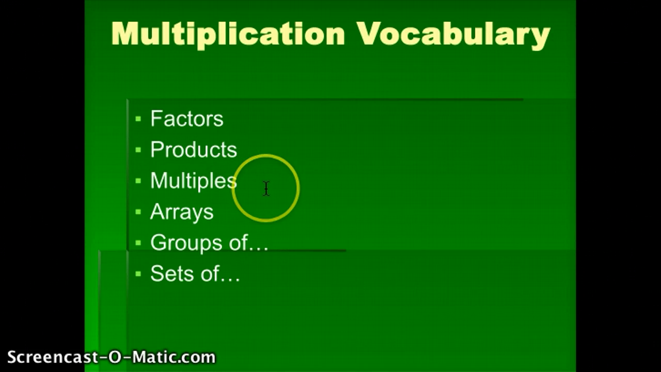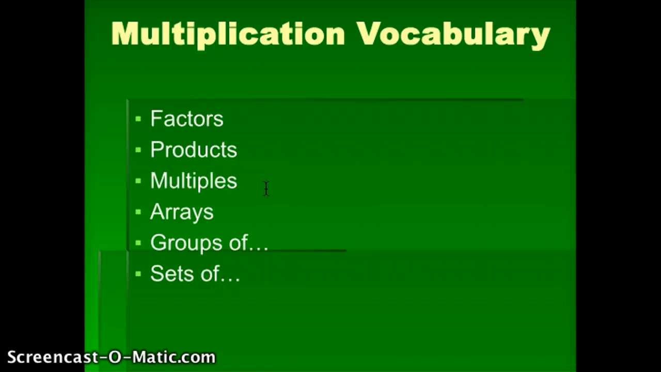Multiples, that's sort of like skip counting. The multiples of a number is what we would chant if we were going to skip count. For instance, the multiples of 3 are 3, 6, 9, 12, 15, 18, 21, 24. So it's just like we're doing skip counting. Arrays, well, I'm going to wait to talk about arrays until Wednesday. We're going to be doing a lot of work with arrays.